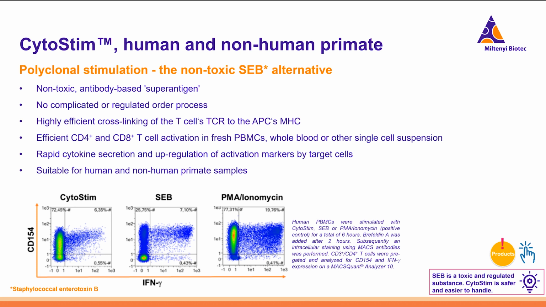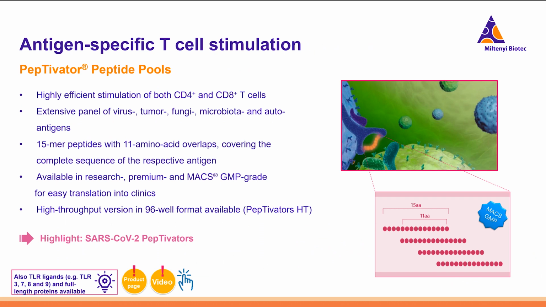However, the efficiency is very well comparable to SEB, as you can see in the dot plots below. So with CytoStim, no complicated to handle and dangerous reagent is needed, but we offer a simple to use and efficient alternative. As pointed out before, another way to activate T-cells is the antigen-specific stimulation, for example using peptide pools. Please remember, this works best in the presence of antigen-presenting cells, for example in a PBMC context, or in a co-culture of purified T-cells and antigen-presenting cells.